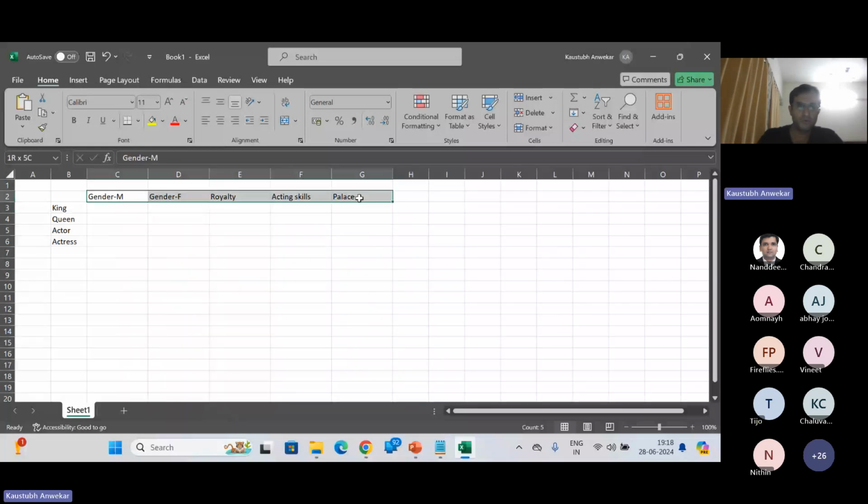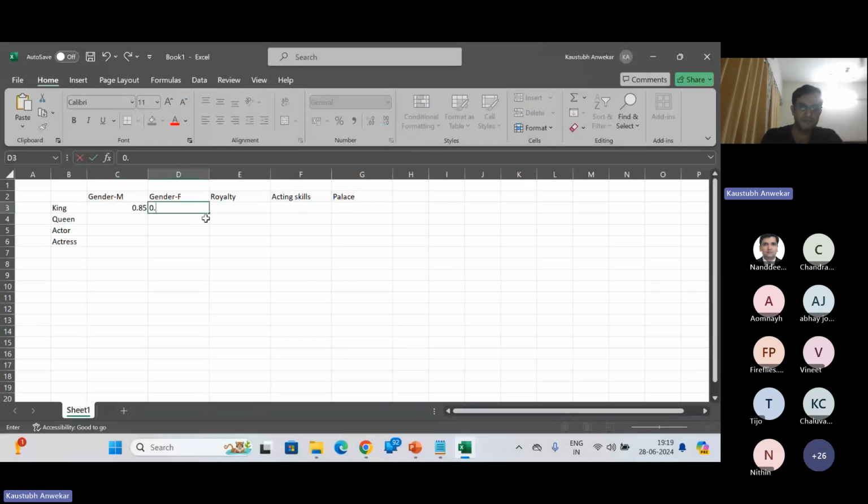There could be 512 more such, right? Now for a king, the gender is male, right? So this could be one, or this won't be one. It could be 0.85, for example. Gender F is 0.15. Royalty is more again. Acting skills could be less, unless the king is an actor. Lives in palace, yes. Similarly for queen, this is very less, this is more, right? Royalty is of course more.